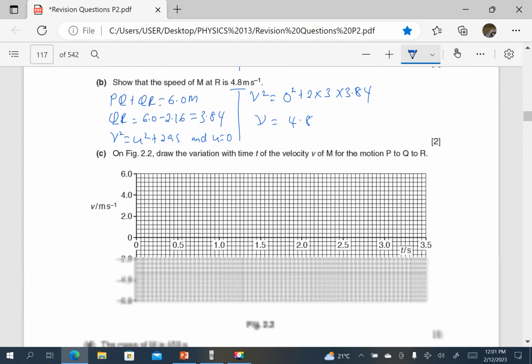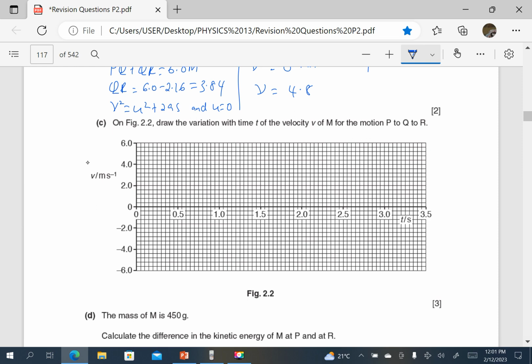On the figure, draw the variation with the time t of the velocity v of M for the motion from P to Q to R. So from P, there is a speed of 3.6, so my graph starts at 3.6. On the scale, 2.4, 2.8, 3.2, 3.6 is here. So that is 3.6. Then it becomes 0 at Q.